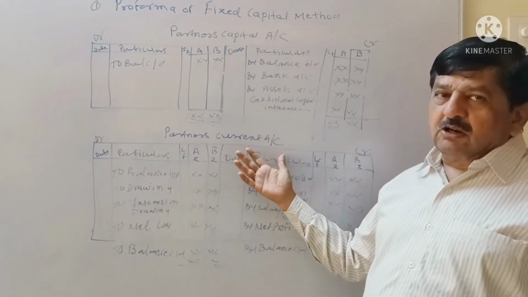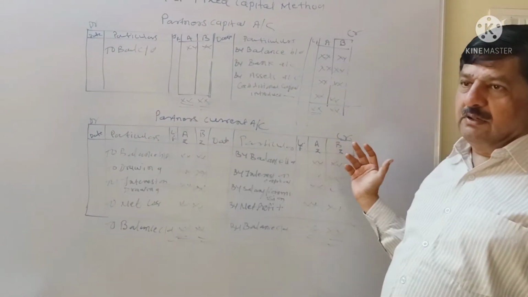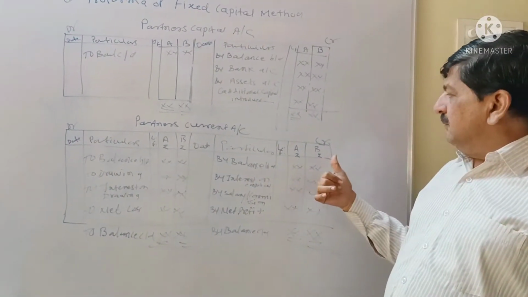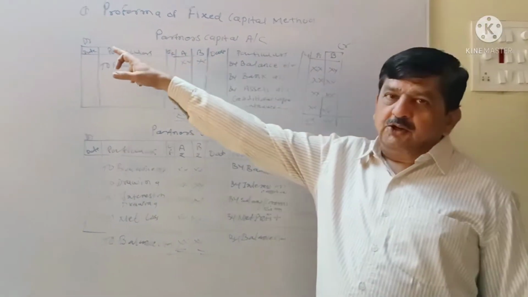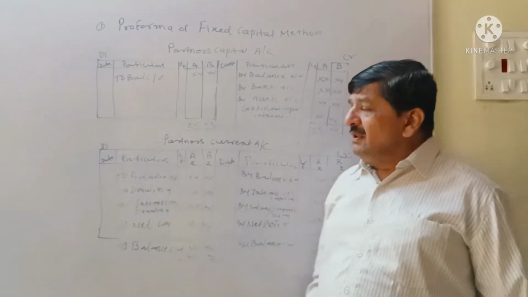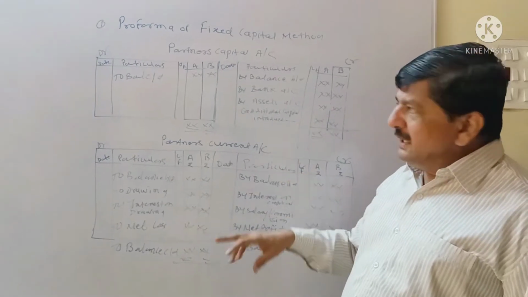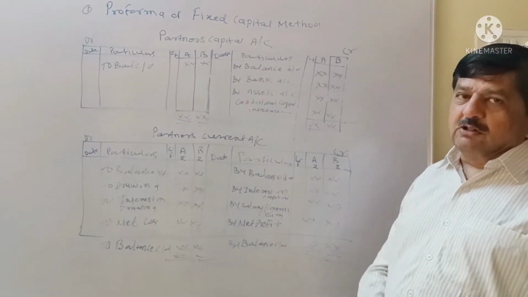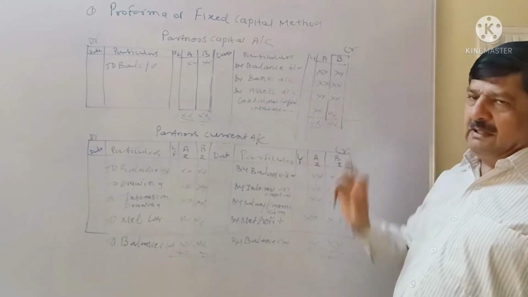Like this, the current account also has the same columns: date, particulars, LF, A rupees, B rupees. On the left hand side you write the debit side of both accounts and on the right hand side the credit side. Normally the capital account shows a credit balance, so the balance of the capital account is taken on the credit side as by balance brought down.